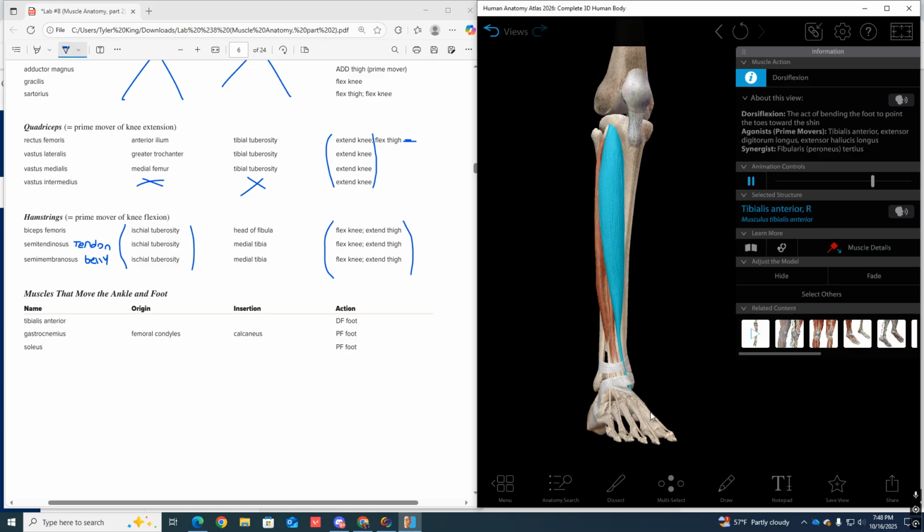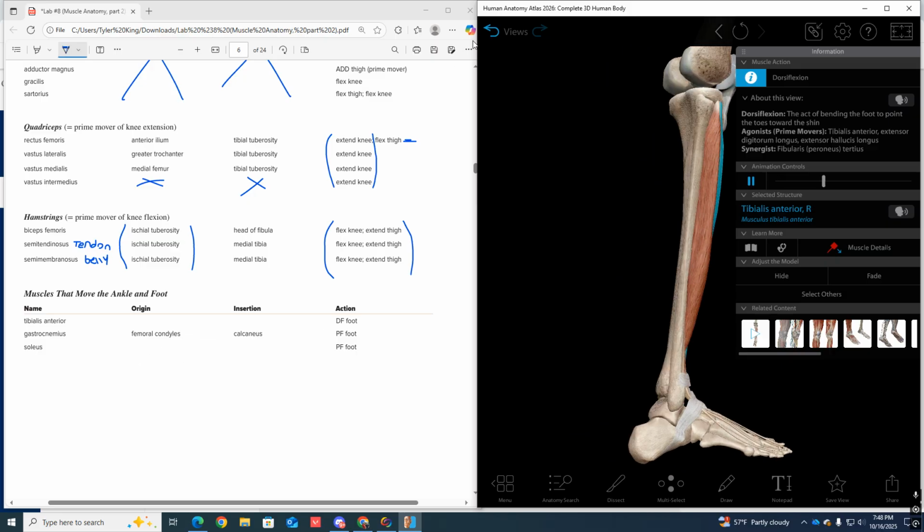We can see that when it is contracting, the toes, the dorsum of the foot, is going up towards the sky, okay? So that's what that muscle is primarily responsible for. The gastrocnemius, okay? This is primarily known as our calf muscle.